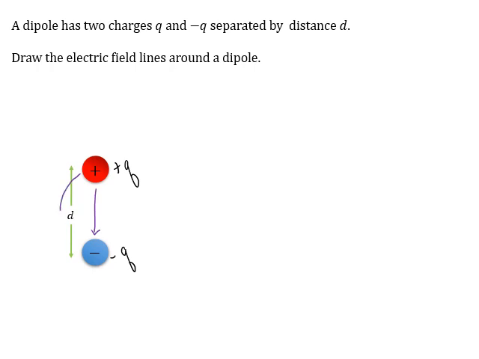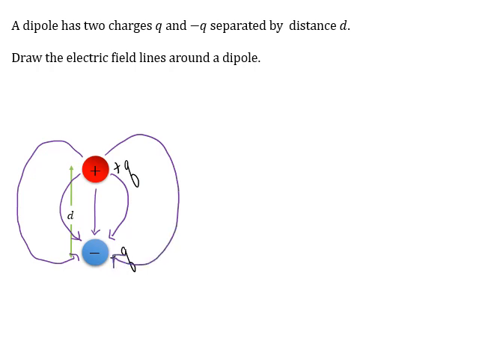Okay, let's draw our first line out of the positive and in towards the negative. Then we'll draw another line and another line and so on. So all of our electric field lines that start on our positive will come around and finish on our negative. That's more or less what the electric field lines look like.